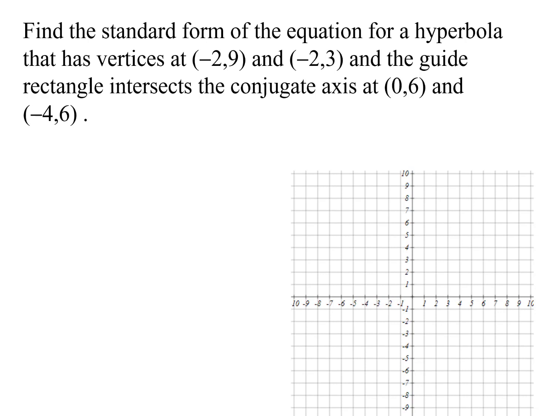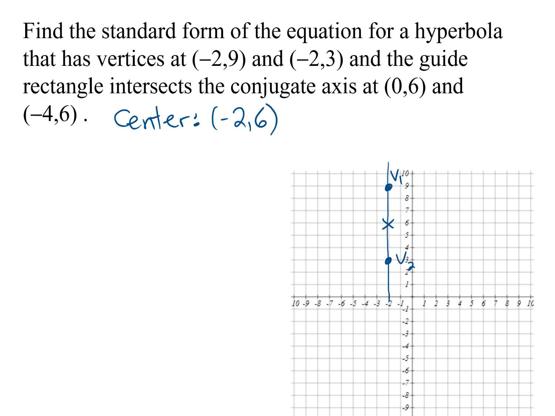(-2, 9), that is a vertex. And (-2, 3), that is another vertex. So already I can see that I've got a vertical transverse axis, and the center is going to be halfway between the two vertices. So the center must be right here. So I can see that the center is going to be at (-2, 6).